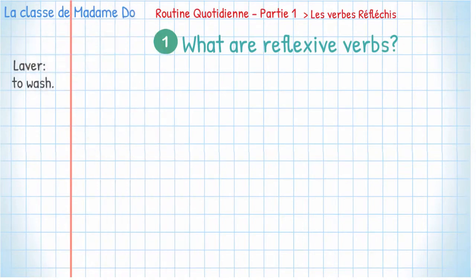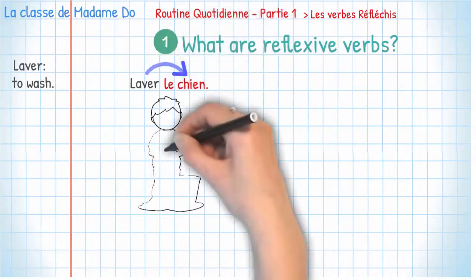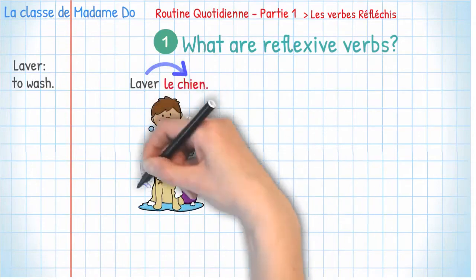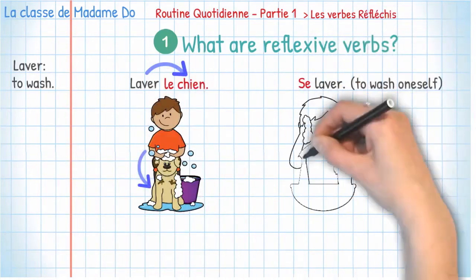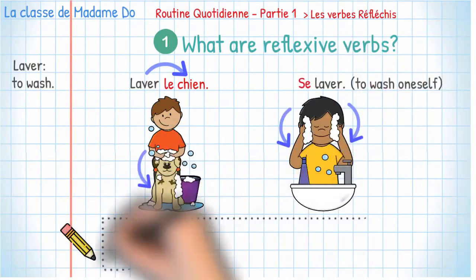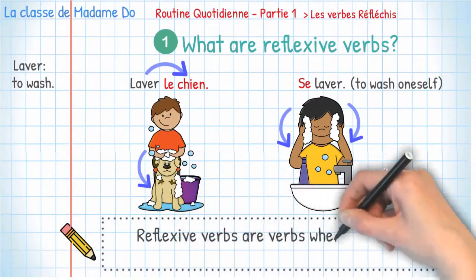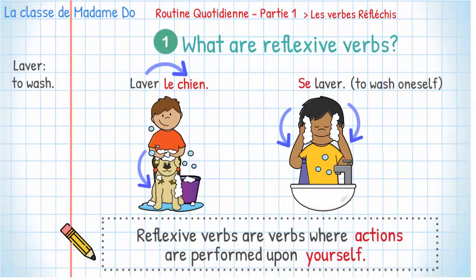Laver means to wash, and here we are going to look at two different examples. Laver le chien, which means to wash the dog. Se laver, which means to wash oneself. So if you have not guessed already, reflexive verbs are verbs where actions are performed upon yourself.